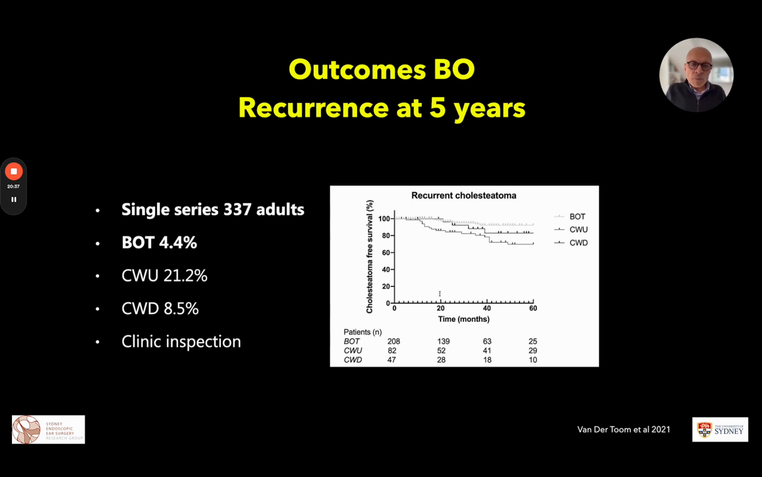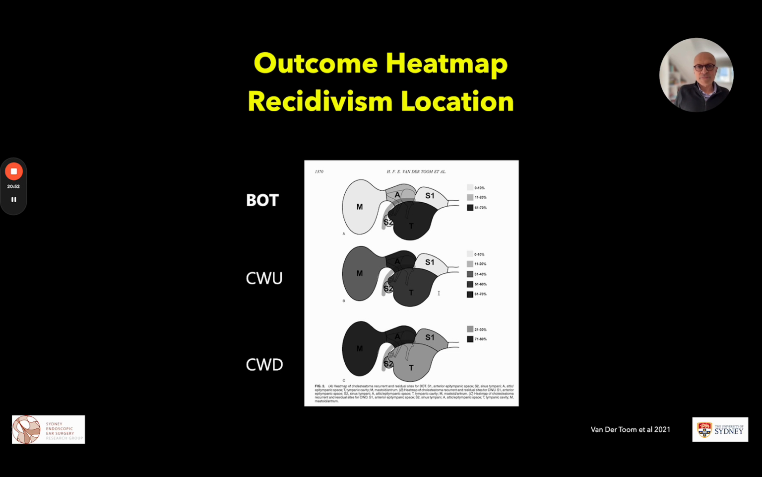They found a 4.4% risk of recurrence compared to 21% in canal wall up, and that's quite fitting with the current literature that's of non-obliteration, and canal wall down 8.5% in this particular series. But here's the clincher slide. And here is an outcome heat map of recidivistic location. So this is a combination of recurrent and residual disease. And look at where the bulk of recurrence tends to occur and residual disease in bony obliteration. It occurs in the tympanum.